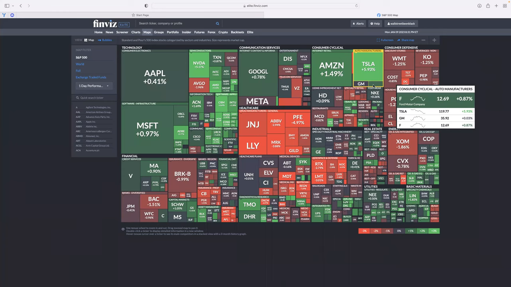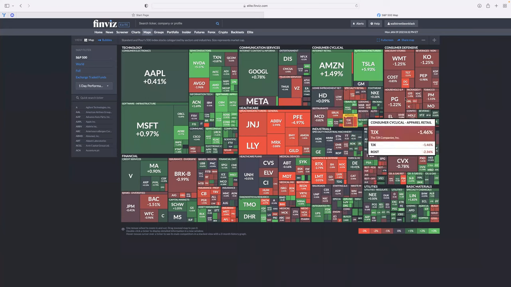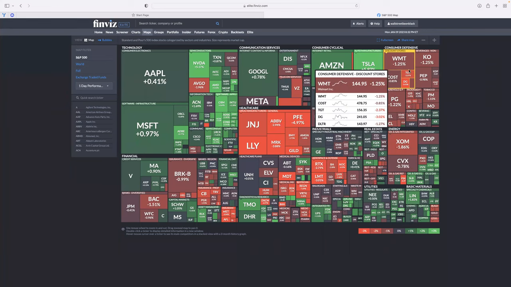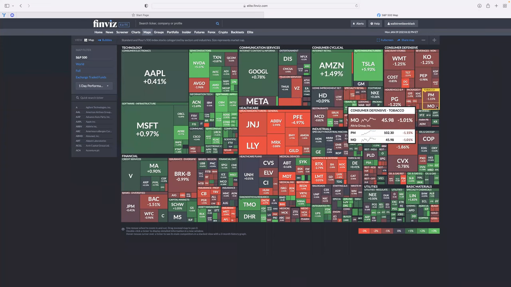I love Ford, and I love to trade it too. Then we have home improvement, where we'll have Home Depot, Lowe's, restaurants. In consumer defensive, we'll have our discount stores like Walmart, Costco, Target, Dollar General, beverages, tobacco. Altria is an amazing company to invest in.